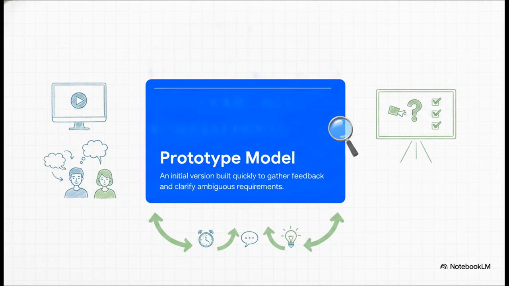Now listen closely, because if you're reading an exam question and you see phrases like built quickly, gather feedback, or clarifying ambiguous requirements, those are massive green flags. They're practically screaming at you that prototyping is the right path.